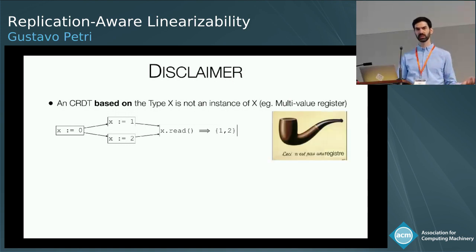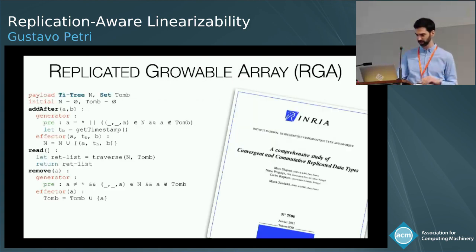But what happens when these states are merged? Well, it turns out that because neither of them is before the other, we're going to get a set. We're going to get 1, 2. This is a behavior that you would never get with a traditional register, right? And this has to be there in the spec, because this is something that could happen. So this means that this is not really a register. All right, so that's important.